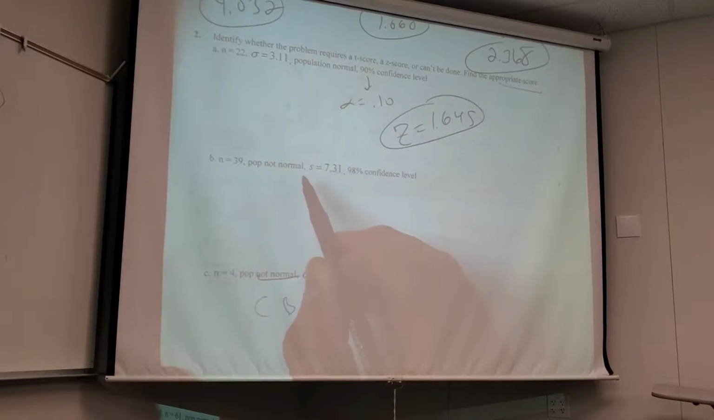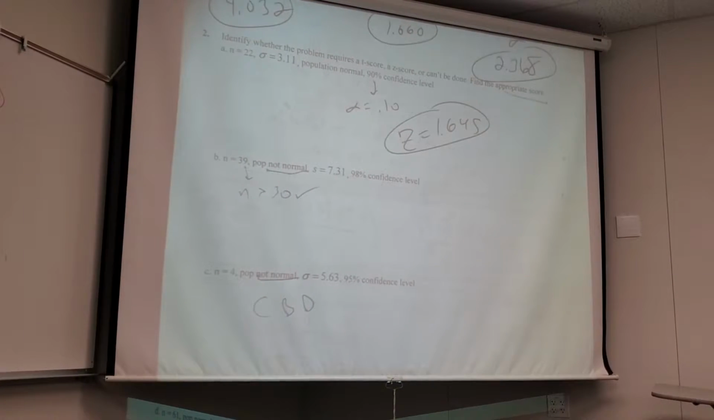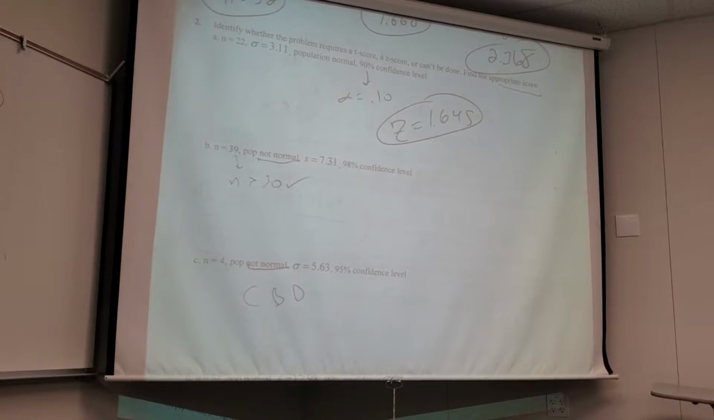What about this one? It says it's not normal. But what does N greater than 30 mean? That is normal enough, yeah.